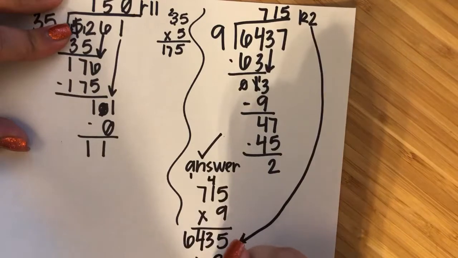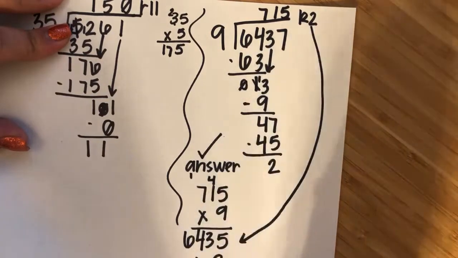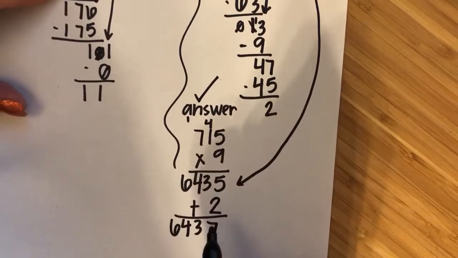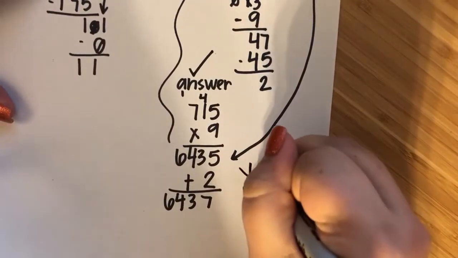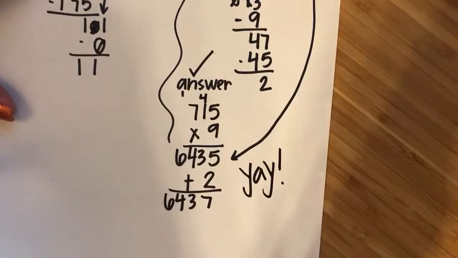So I'm not done. My remainder of 2 needs to be added. So 6,435 plus 2 is 6,437, which happens to be my dividend. So I checked my answer and I know it's right. I followed through and I can celebrate that I did that. Yay!